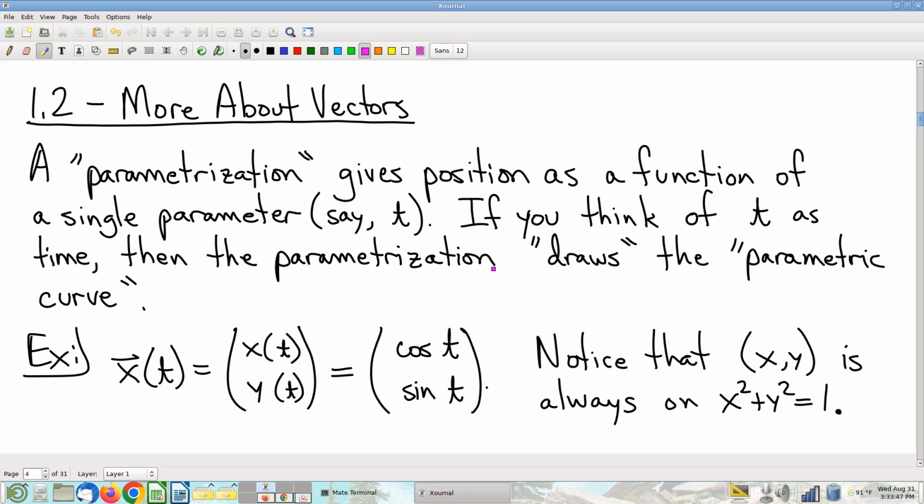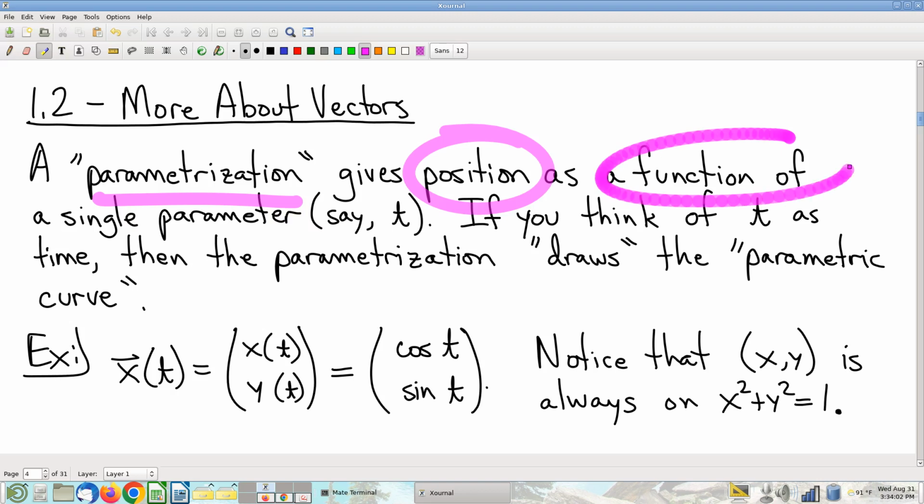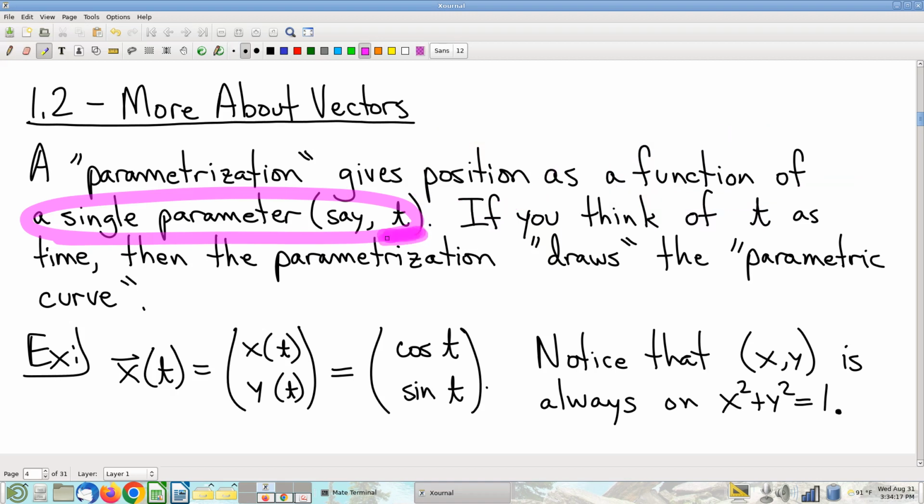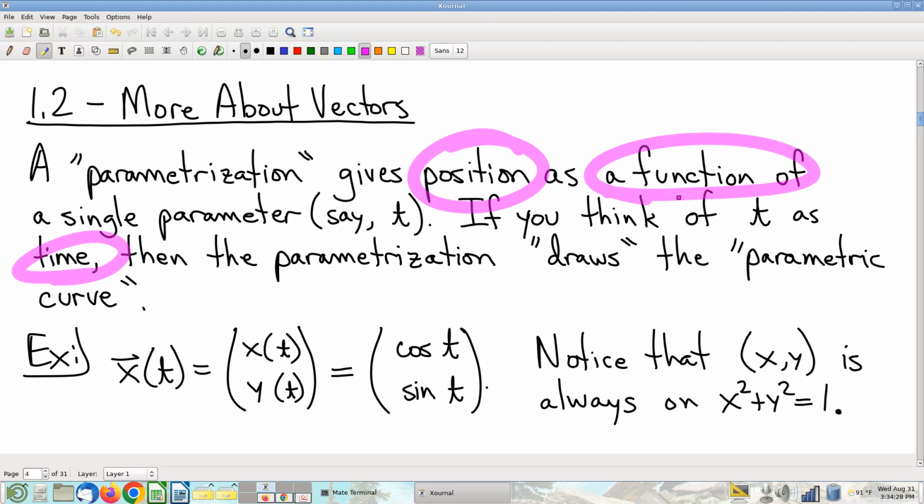What you very likely haven't seen is what a parameterization is. So I want to spend a bunch of time talking about parameterizations. A parameterization is a function. Specifically, it gives you position in space as a function of a single parameter. In general, this can be any parameter. That said, most of the time we'll call it t, and think of that as representing time. So in most cases, when you're parameterizing a curve, you think of it as position as a function of time.